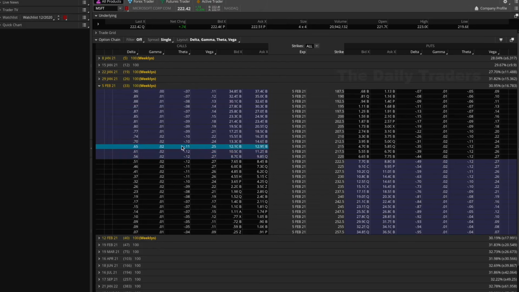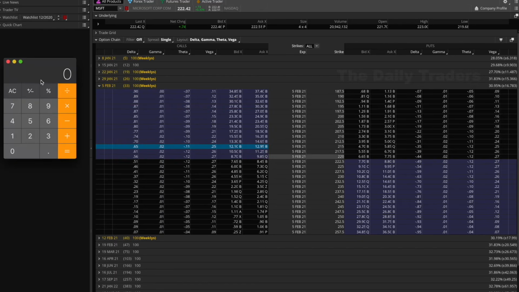Same thing applies to these contracts, except Delta is now 65 cents. So every time Microsoft goes up $1, these contracts are going to increase by 65 cents. Again, this applies to all brokerages. You just might have to figure out where the Greeks are actually listed depending on which brokerage you're using. All right, I just want to make sure you guys fully understand Delta before we move on.